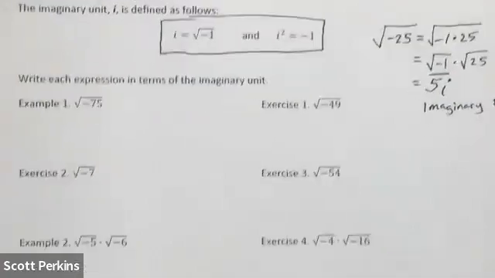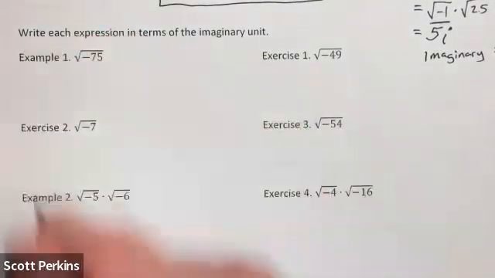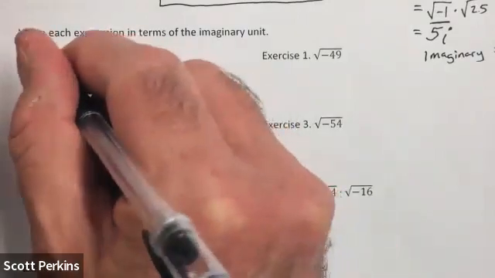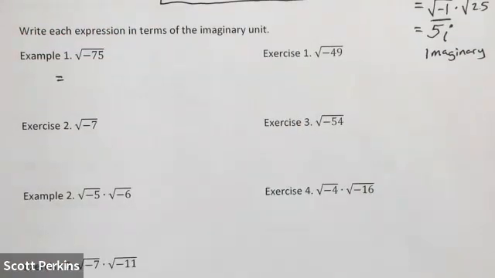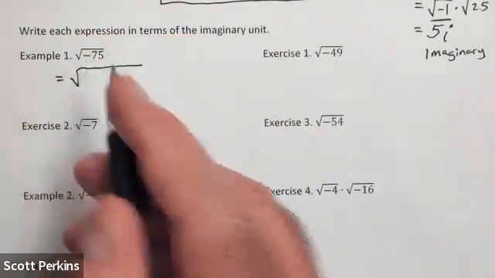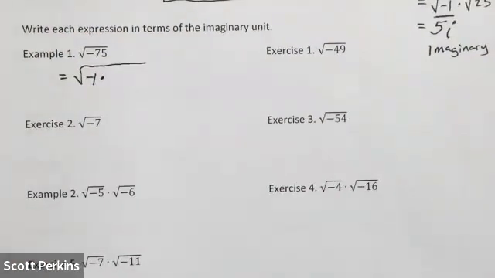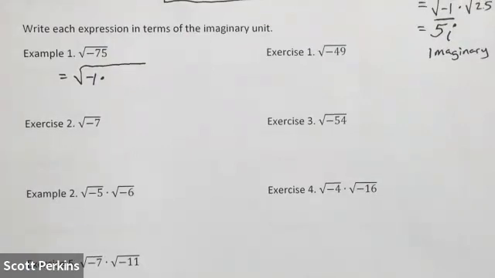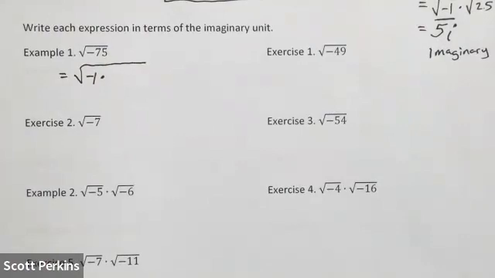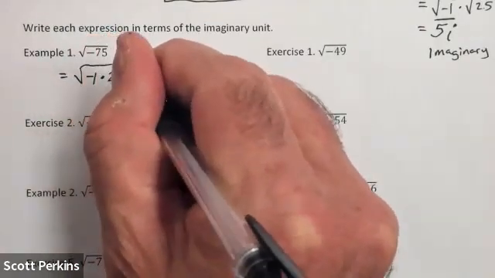Here's my example. I've got another one, and then you've got several that you're going to do. So the square root of negative 75. Again, I'm going to do the same thing. I'm going to prepare to use the product rule of radicals. First I've got that negative, so that's negative 1. And 75 is a number that we've worked with before. What's the perfect square factor of 75? Yep, 25 times 3. Perfect.